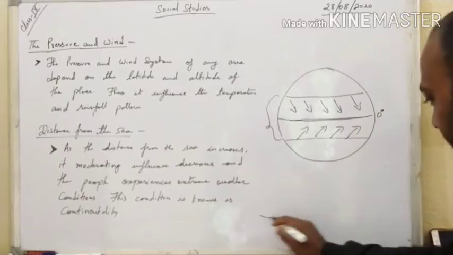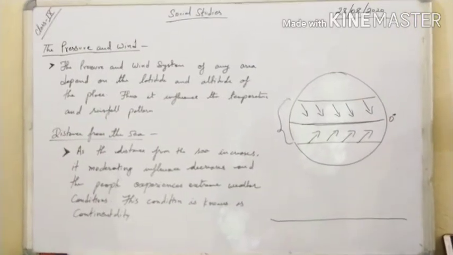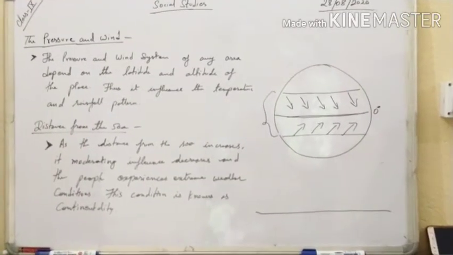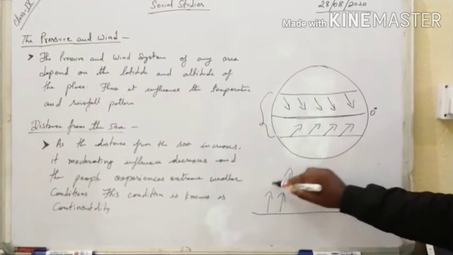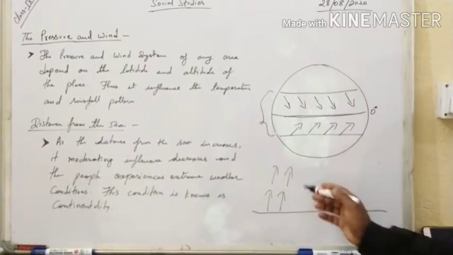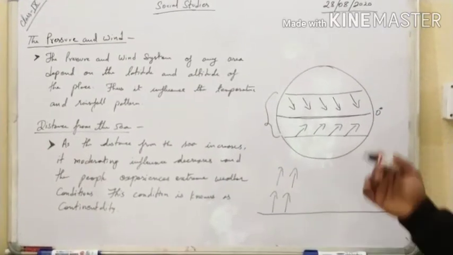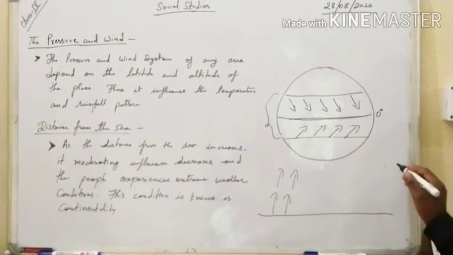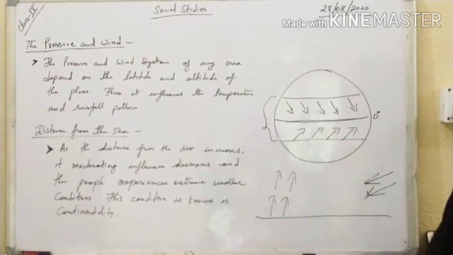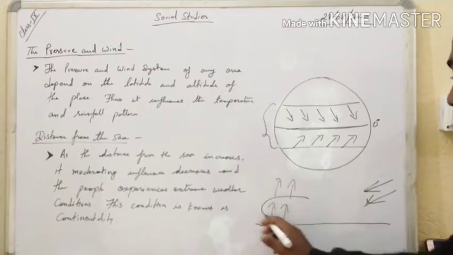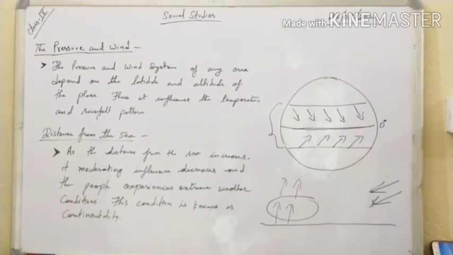Suppose this is the land, the equatorial area, and the place is getting heated up. The air becomes lighter and rises upward. When it rises upward, the place becomes vacant. So to cover that vacant place, the air from the high pressure belt flows towards the low pressure belt, because when the air rises up here, low pressure is created.